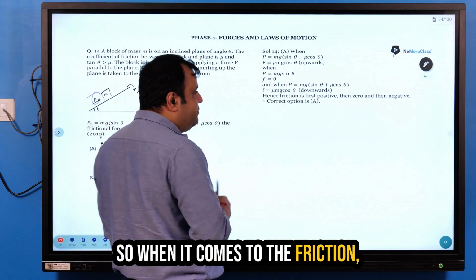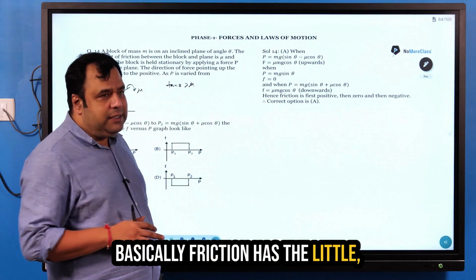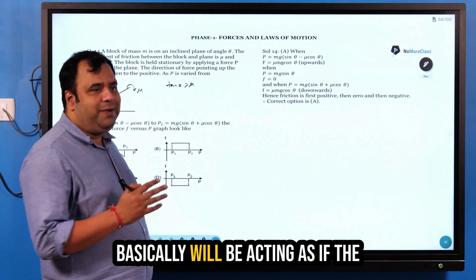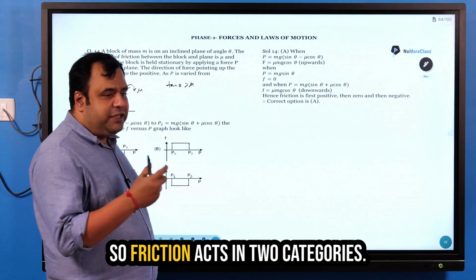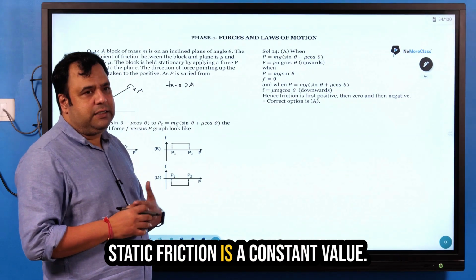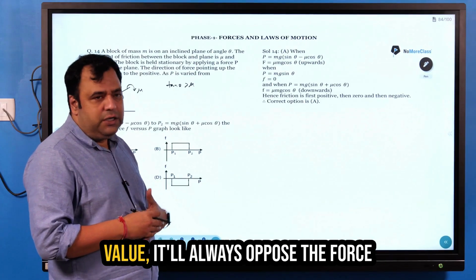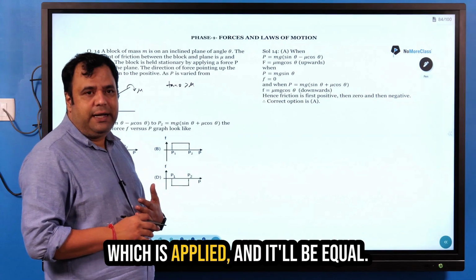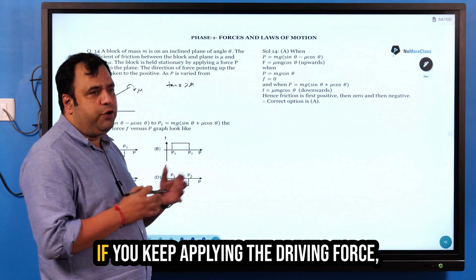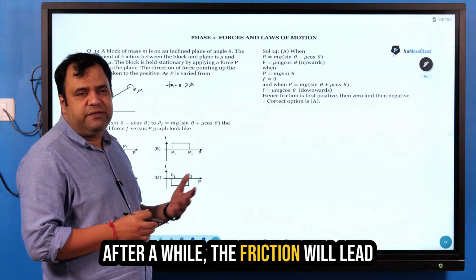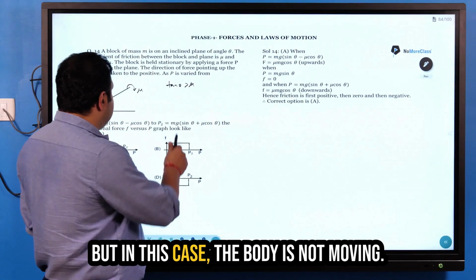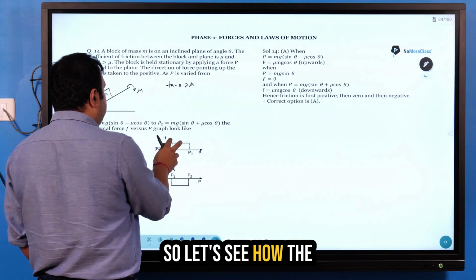So when it comes to the friction, basically, friction has a little different characteristic. Friction basically will be acting as if the motion should not be happening. So friction acts in two categories. One is static friction and one is kinetic friction. Static friction is a variable value. It will always oppose the force which is applied and it will be equal. The maximum value of the static friction is equal to kinetic friction. If you keep applying the driving force, after a while, the friction will reach its maximum and after that, it will not be able to prevent the motion. But in this case, the body is not moving. So let's see how the things will be happening.